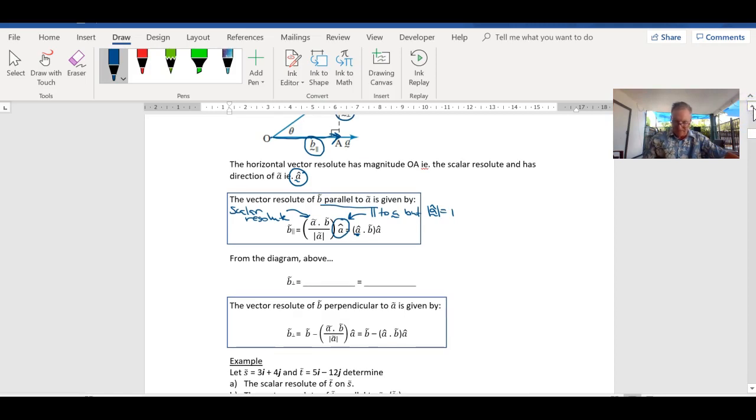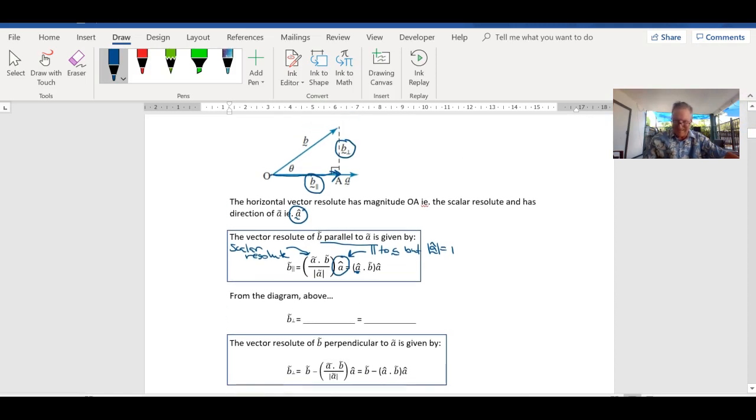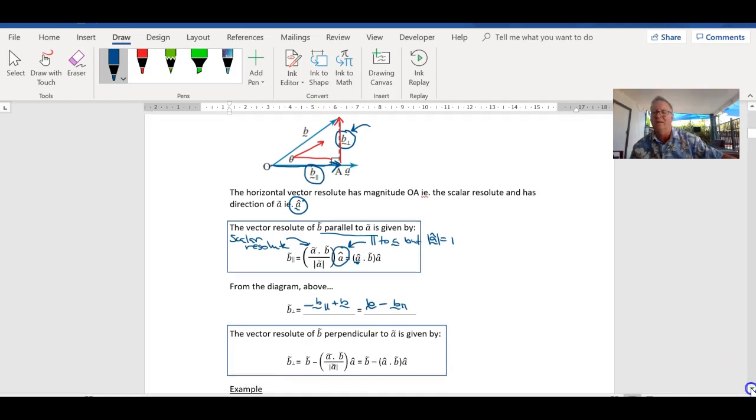Now, what about the vector resolute of B perpendicular to A? In fact, this one here. Okay, how do I get that? Well, let's just go back to plain old vectors again. I want to get that vector, B perpendicular to A. What's an alternative route to do that? Well, I could go this way and then that way. That would be going negative B parallel to A plus the vector B. Or if I rearrange that, that would be B minus the vector resolute parallel to A.